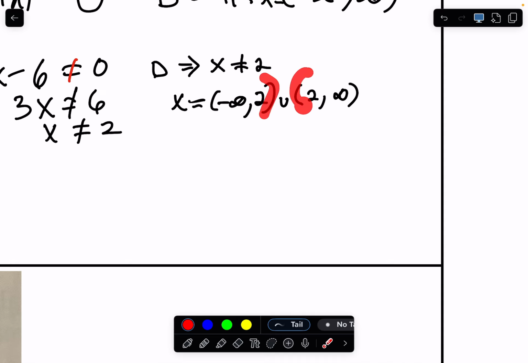This parenthesis means that I almost get to 2. So on the left side, I would get to 1.999. On the right side, I would get to 2.111. But 2 itself is not in the graph.